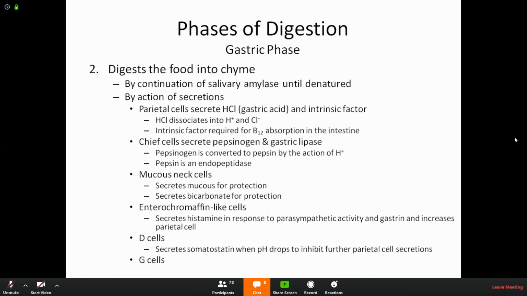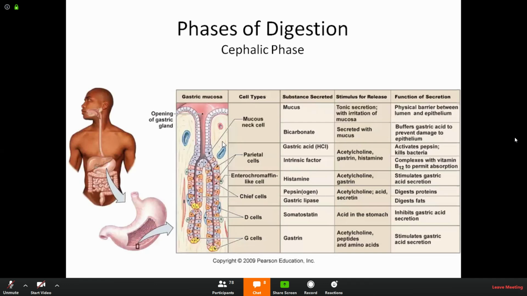And there are G cells, gastrin cells. Gastrin cells also help in the secretion of gastric juice. They act on the parietal cells and cause secretion of gastric juice. Gastrin also helps in relaxation of the ileocecal sphincter, increases the pyloric sphincter activity, and helps in lowering the stomach motility. So these are the cells.